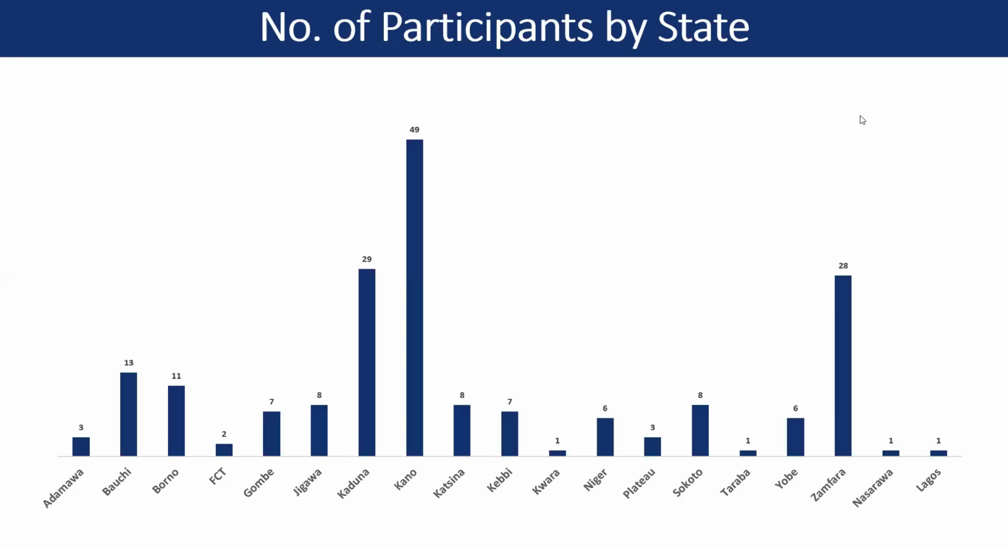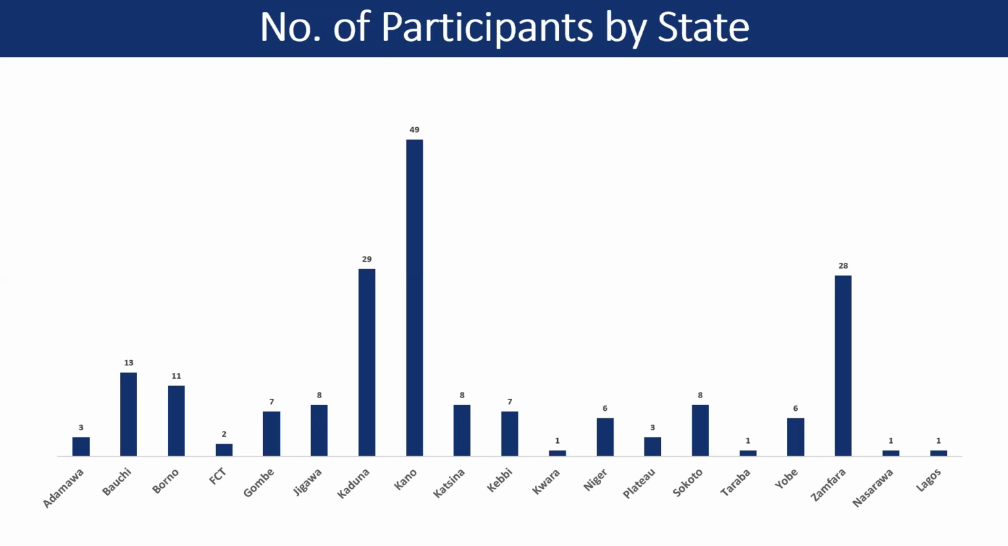Look at the number of participants per state. So we have all the states: Adamawa, Bauchi, Borno, FCT, Gombe. By looking at it, you know which state has the highest and which has the lowest. Just explain this. Sometimes, if you are to present your report, just show it like this.